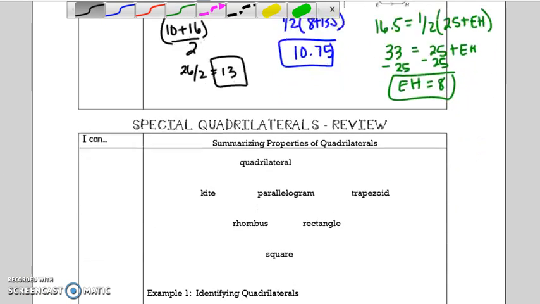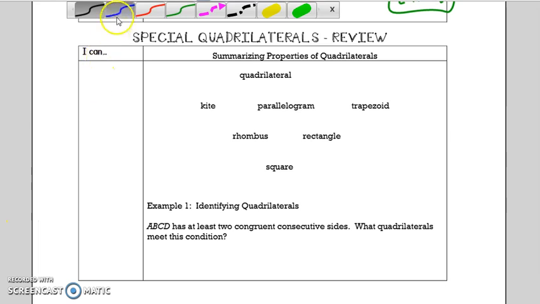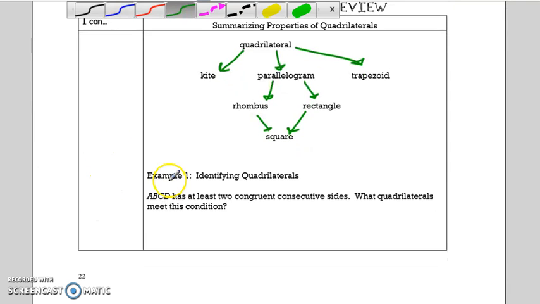And then if you wanted to review some special quadrilaterals, here, basically, kite, parallelogram, trapezoid. Parallelogram can be a rhombus or a rectangle, and then a rhombus could be a square, and a rectangle leading to a square as well. So what quadrilateral meets the conditions where we have at least 2 congruent consecutive sides? A kite, a square or a rhombus.